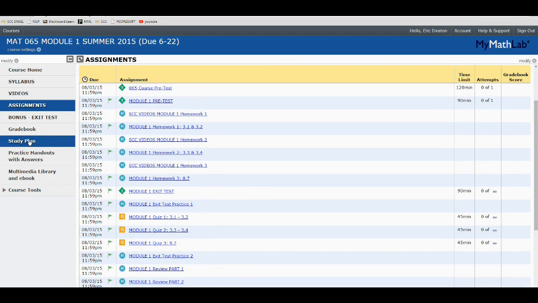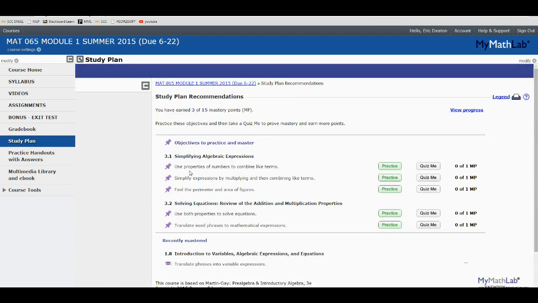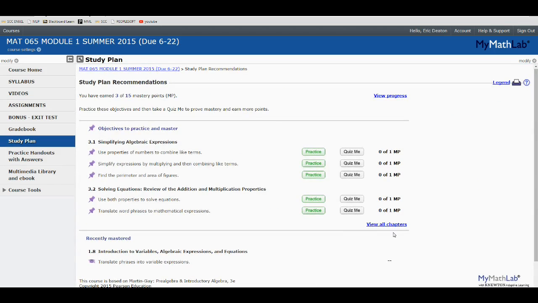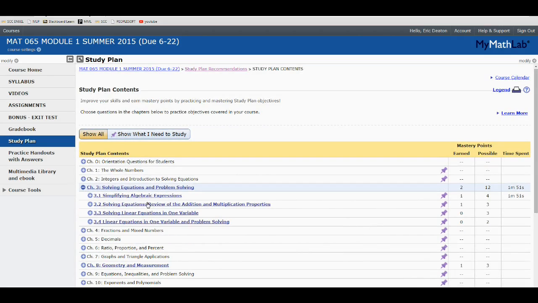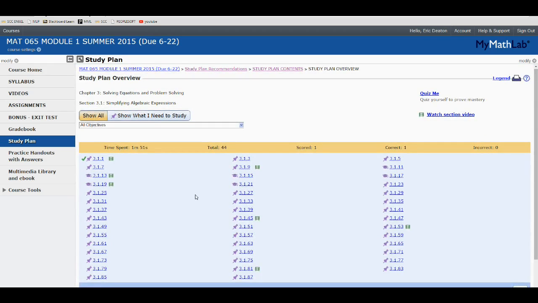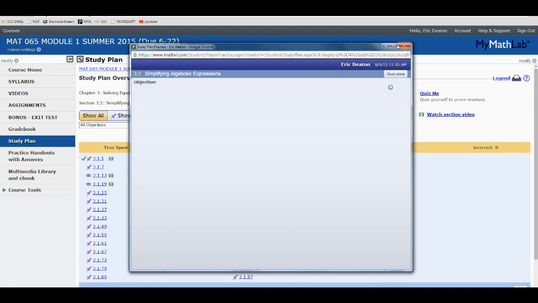But what I want to do is look at the study plan, just to show you something about the homework assignments. Now, if you do click on study plan, this is just practice. It is not required. The quiz-me's are not required. Click on view all chapters. Then you can click on this arrow and say that you want to practice simplifying algebraic expressions. And you click on this homework assignment. You'll see a window pop up.